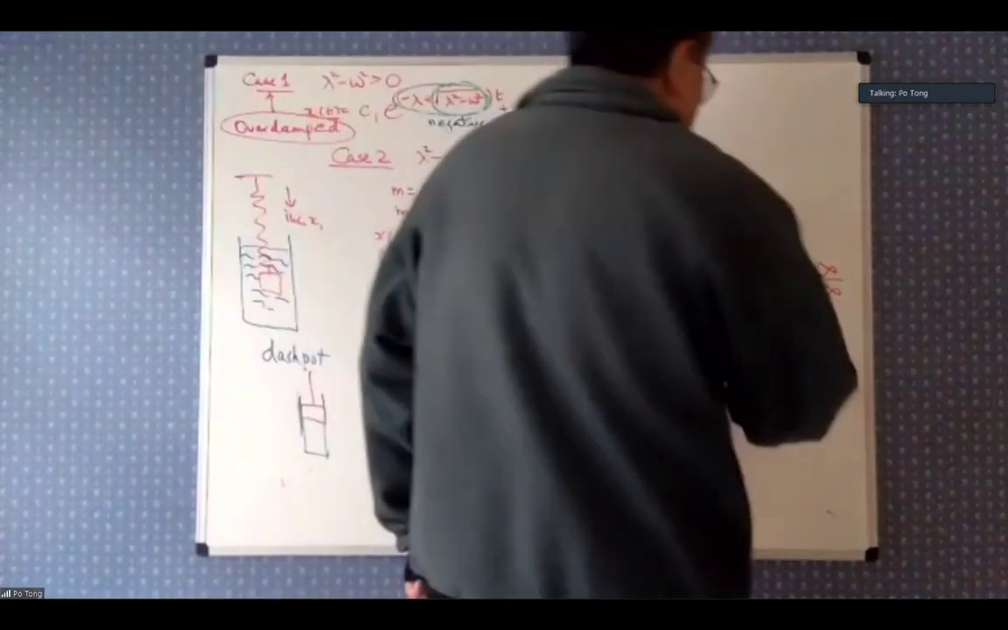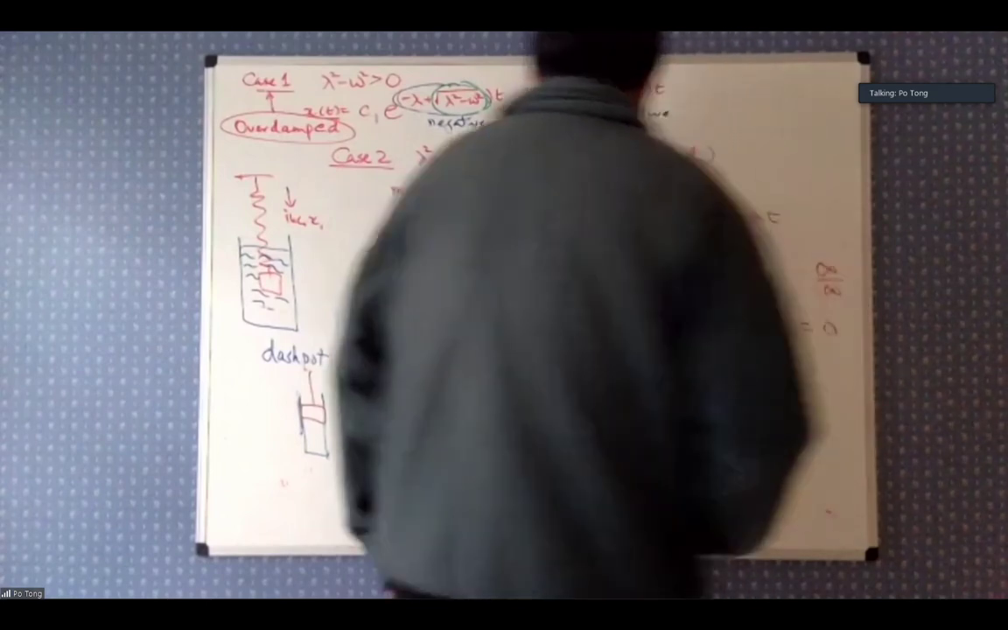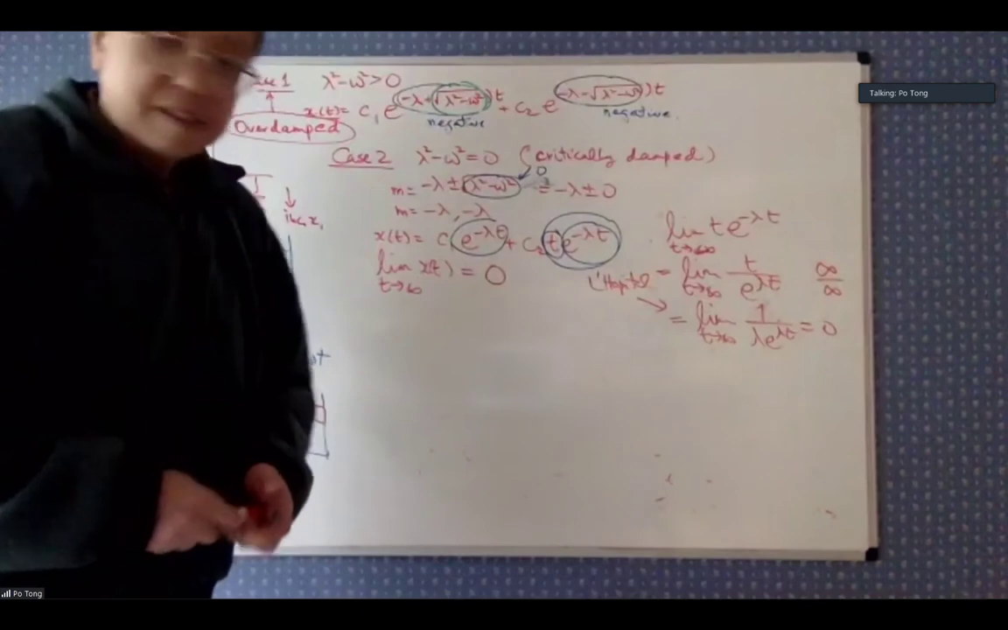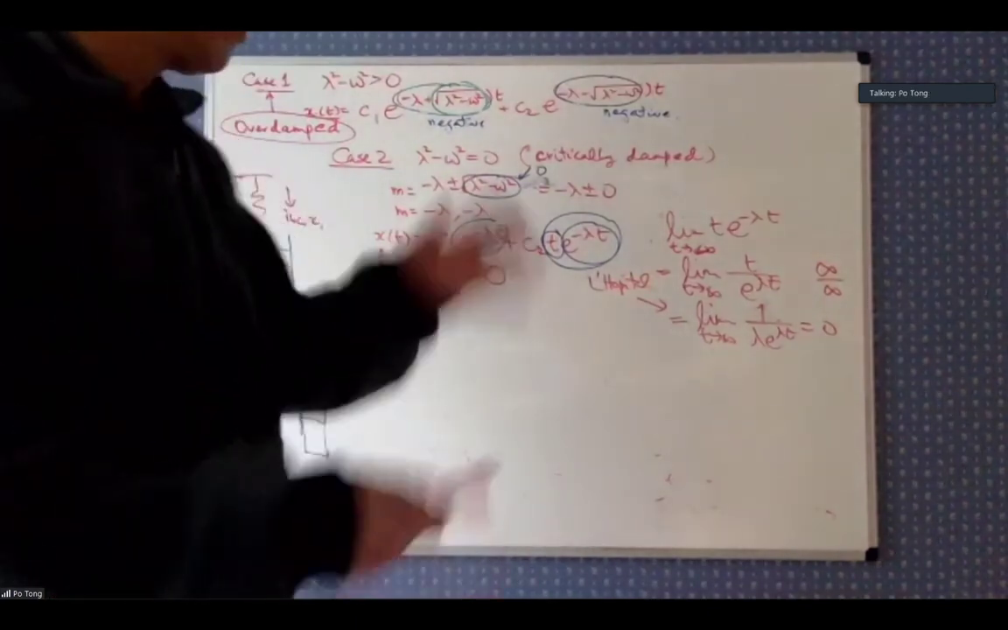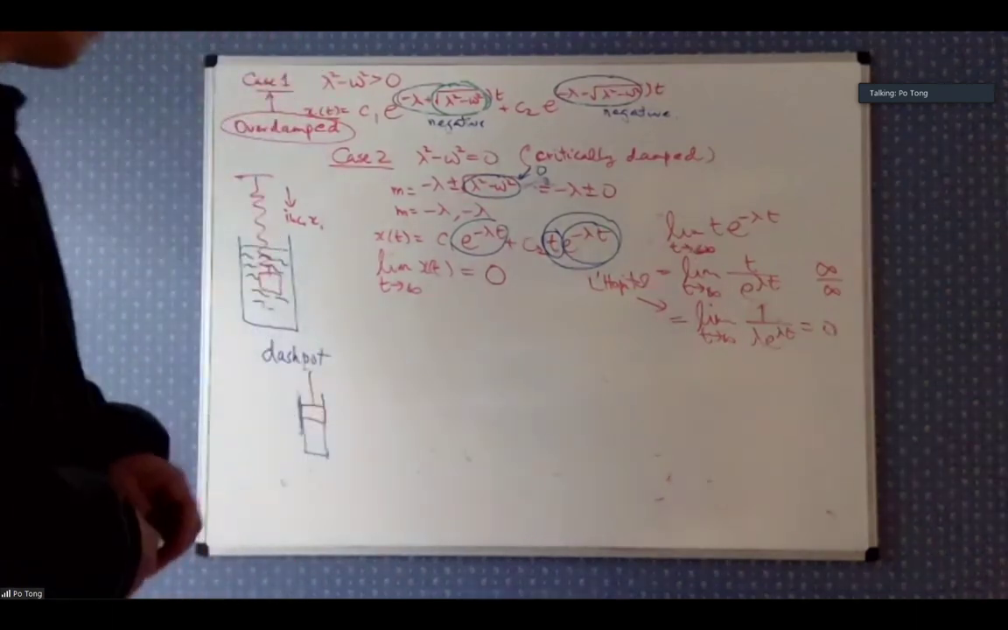Okay, as t goes to infinity, the bottom part goes to infinity, and 1 over infinity is zero. So the behavior of the graph is very similar. It's very much similar.